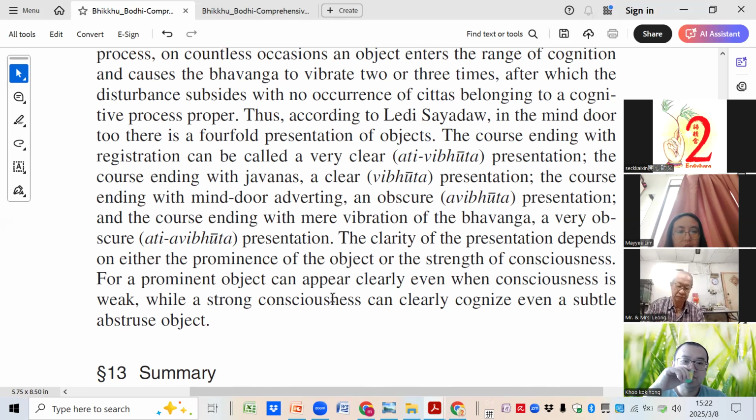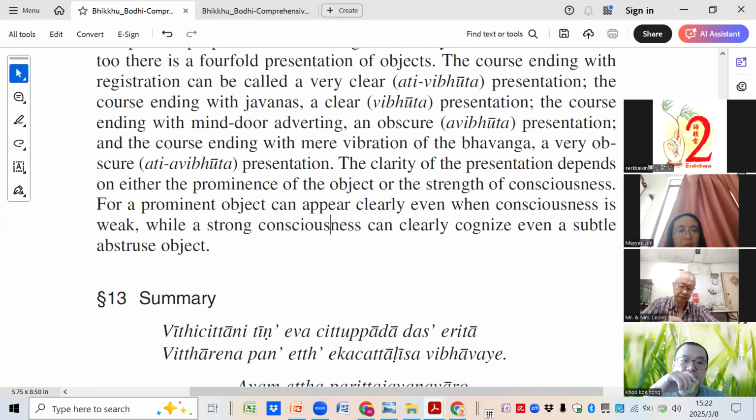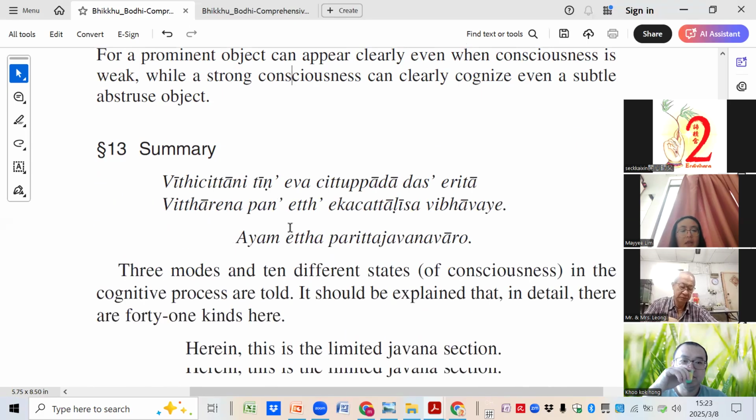The clarity of presentation depends on the prominence of the object and the strength of consciousness. For a prominent object can appear clearly when consciousness is weak, while a strong consciousness can clearly cognize even a subtle or abstruse object. Okay, thank you so much.